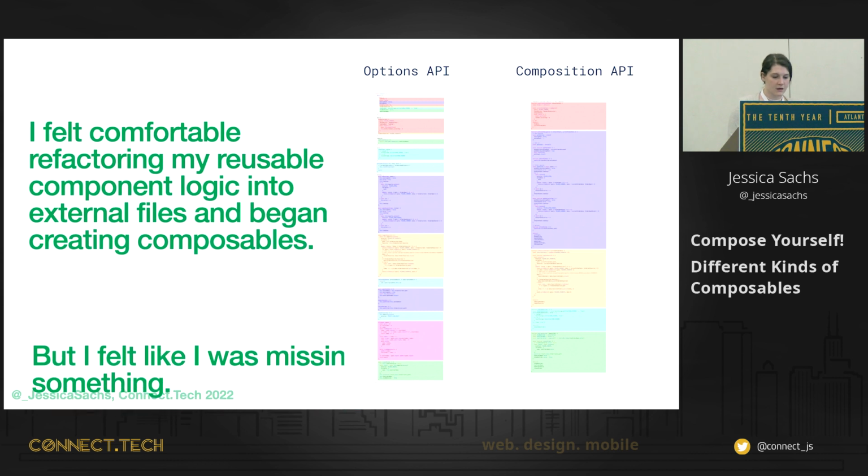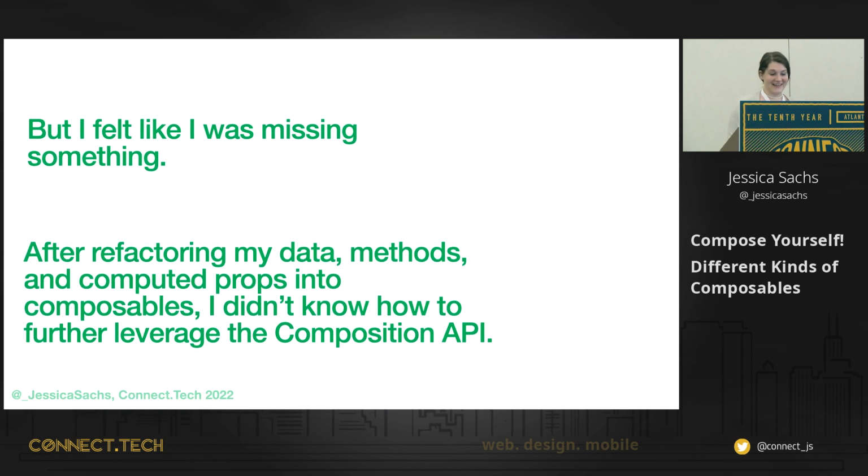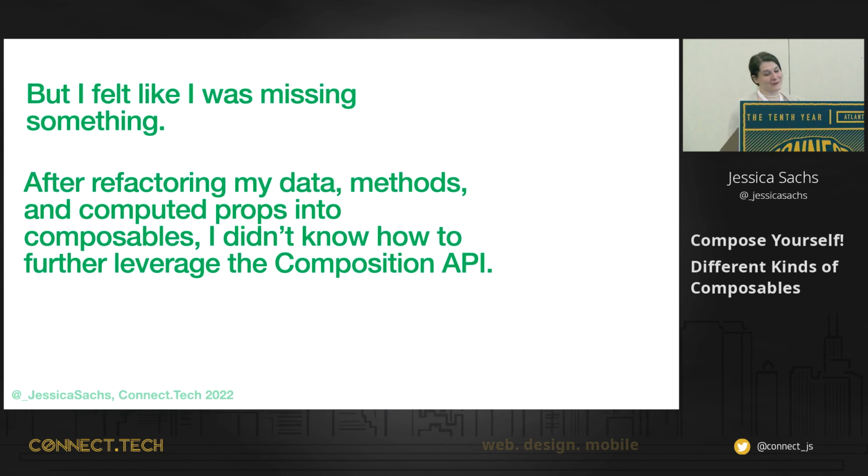Okay. And I felt like something was missing. After refactoring my data, methods, and computed props into composables, I just didn't know what else to do with the composition API. And I was like, is this overbuilt? What are all these other methods for? Why can't I just use ref and watchEffect and computed? What else are all these lifecycle hooks for?